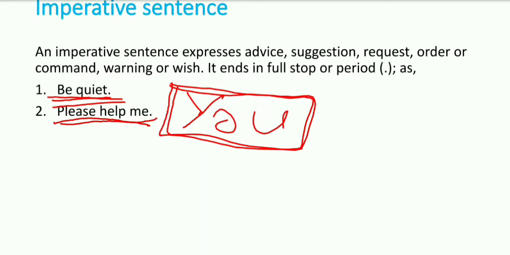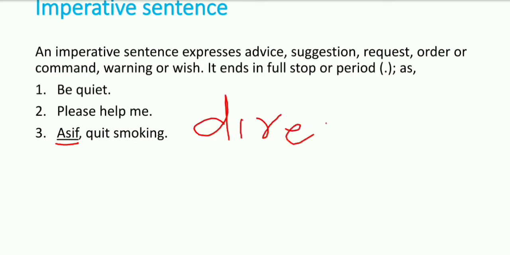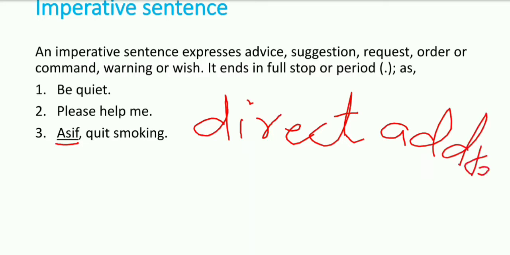That is hidden. But if you look at the third example: Asif, quit smoking. Here Asif is written, but Asif is not the subject of the sentence. It is called the direct address. What is it called? It is called the direct address. As we have discussed earlier, the subject is you. So here Asif is not the subject of the sentence quit smoking; it is a direct address for Asif.